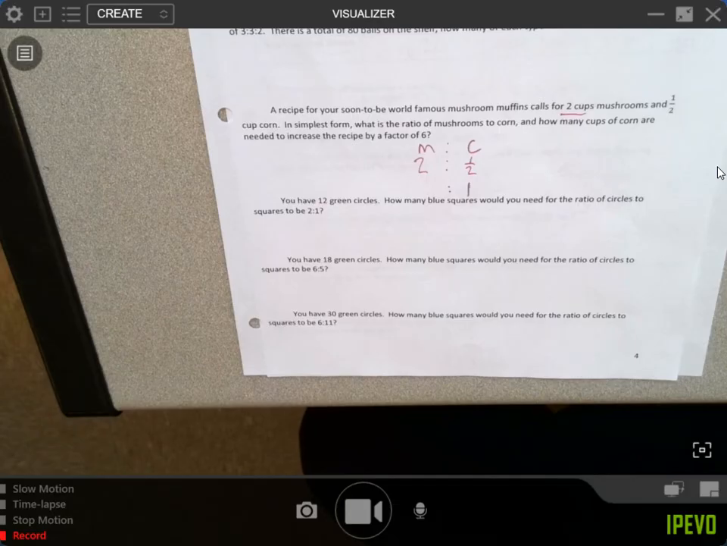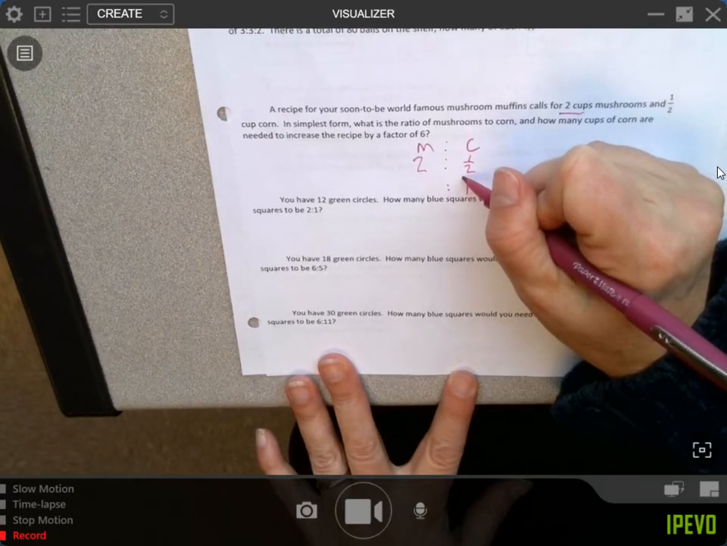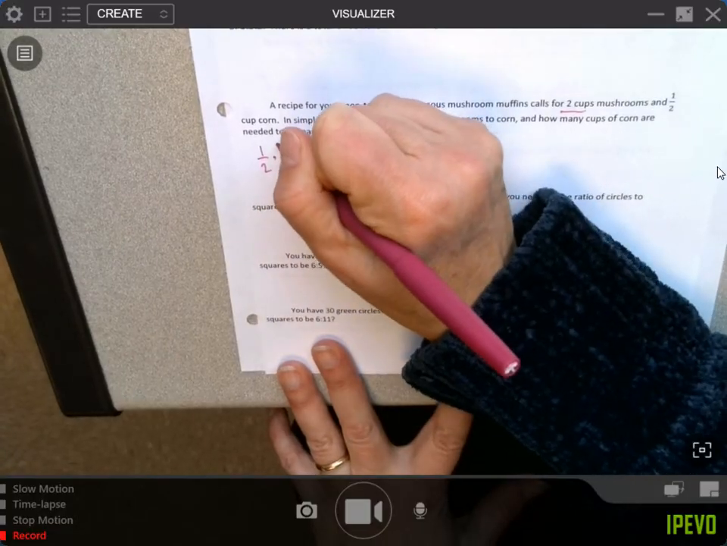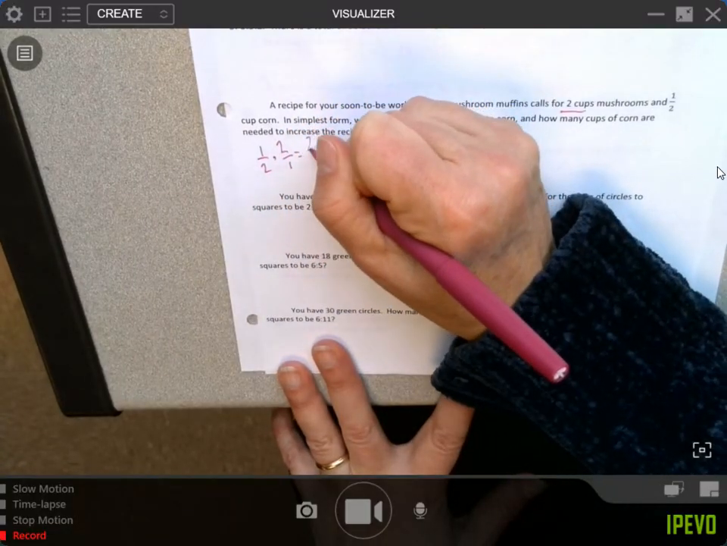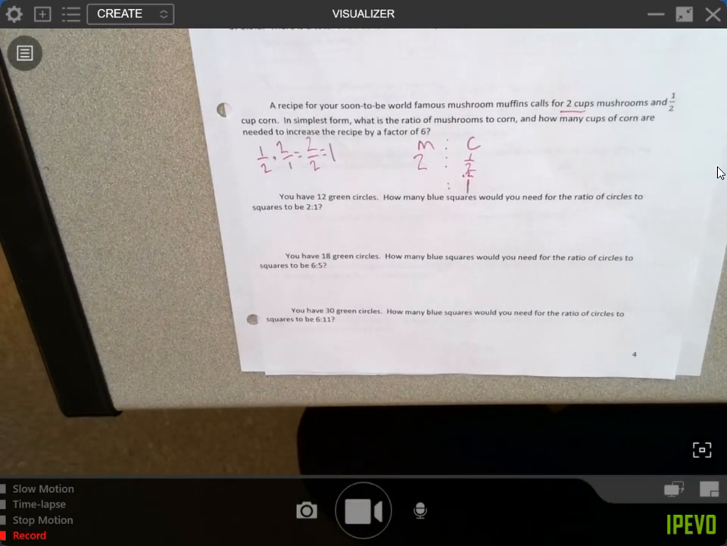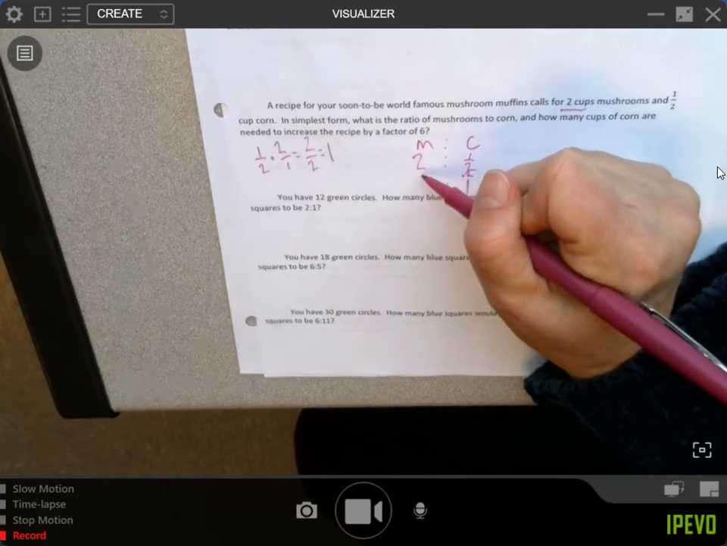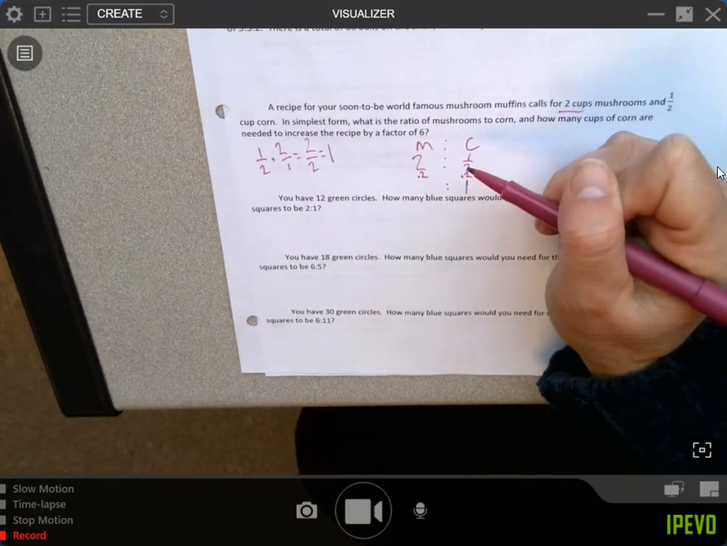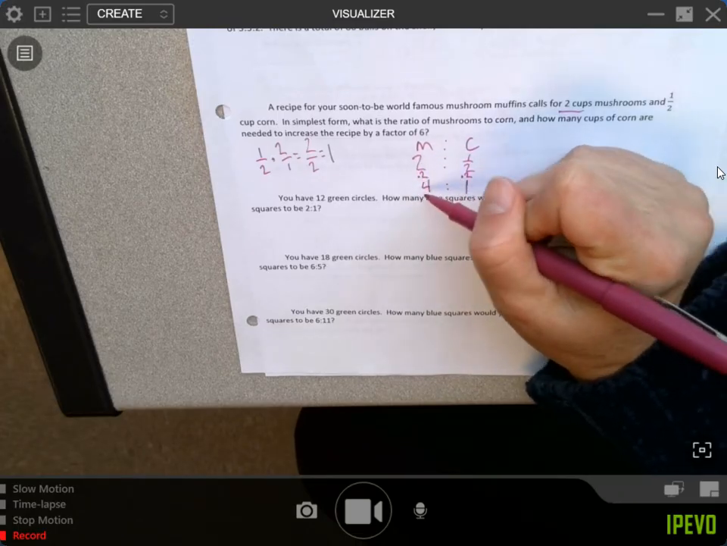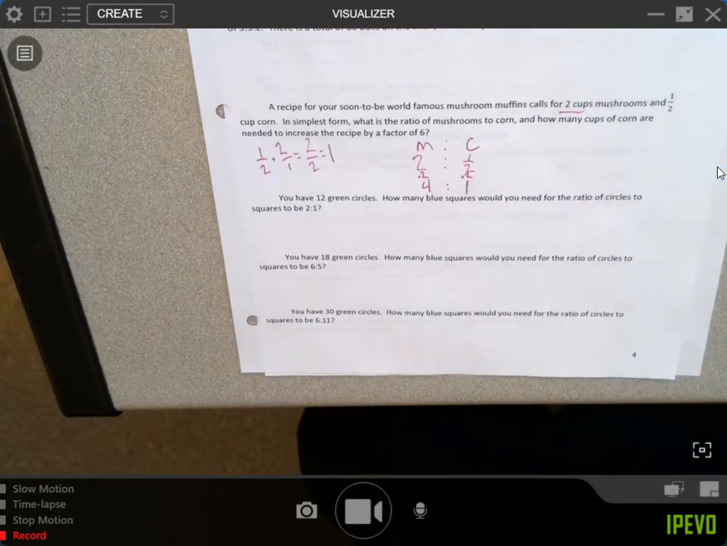David? You multiply by 2. Yeah. To go from 1/2 up to 1 whole, I multiply by 2. Because if I have 1/2 times 2, that gets me 2 over 2, and 2 over 2 equals 1 whole. So if I multiply this side by 2, I have to multiply this side by 2. So 2 times 2 is 4. So this is my simplified ratio, 4 to 1. So if you have that fraction in there, you want to bring it up to 1.